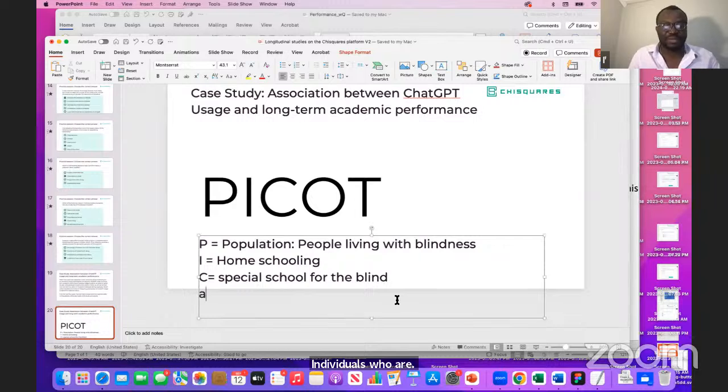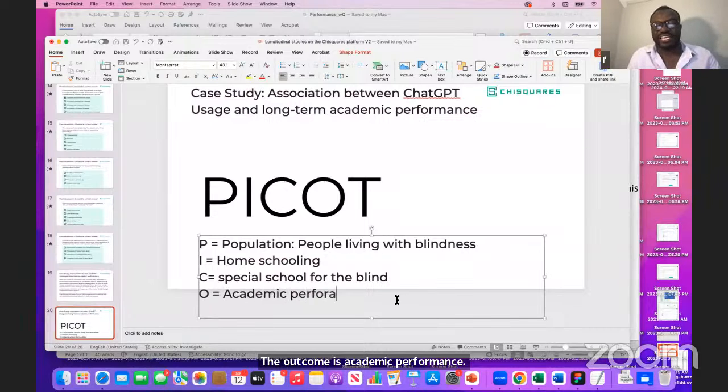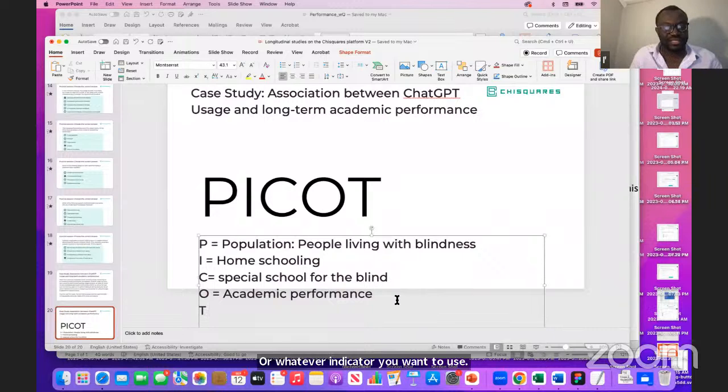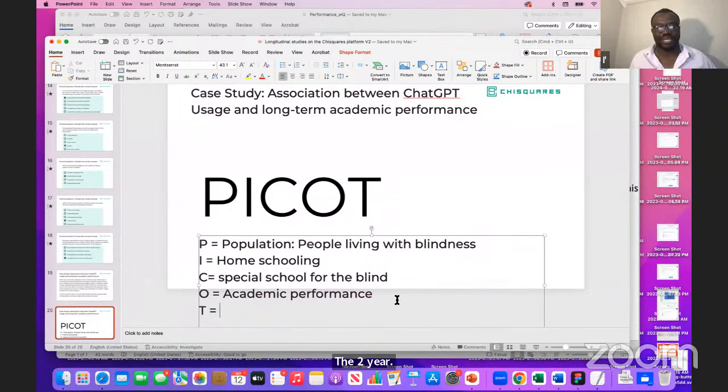The outcome is academic performance, or whatever indicator you want to use. And the time is, let's say you want to have a 2-year observation or 4-year, with 6-month follow-up, right? In this case, by virtue of the fact that you assign treatment, it is no longer observational. It's now an experiment. It's now a randomized trial. So I hope that is clear.